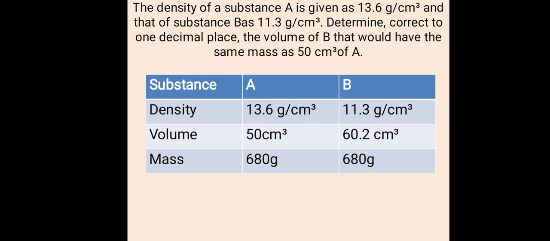The mass is 680 gram. For B, the mass we have to retain at 680 gram. Now having a density of 11.3 and a mass of 680, what will be the volume? We make volume the subject of the formula and we get the volume to be 60.2 cubic centimeters.